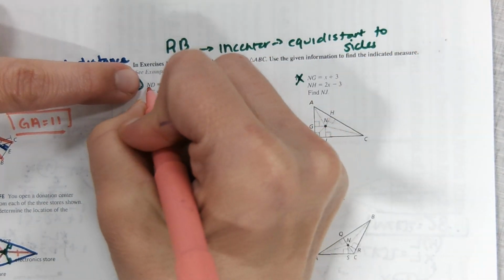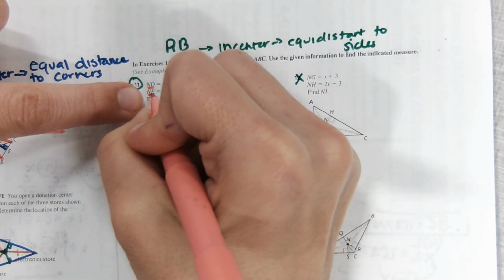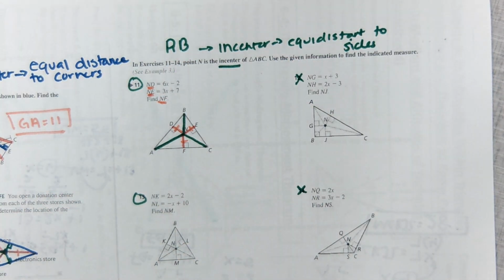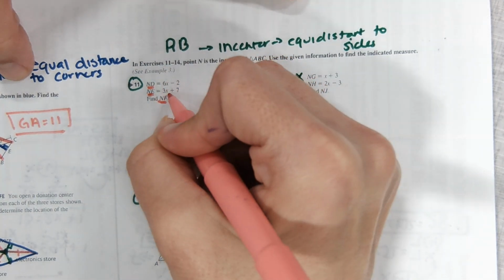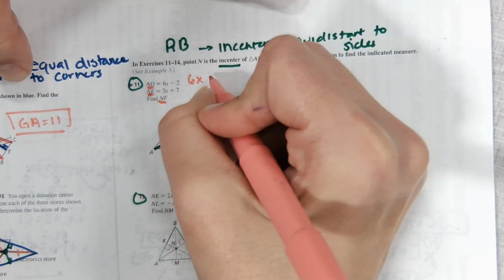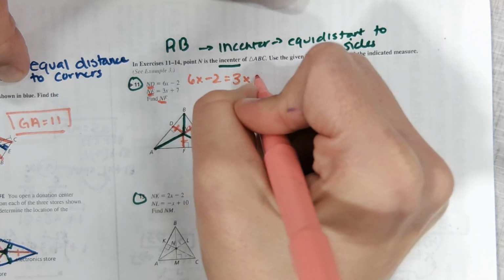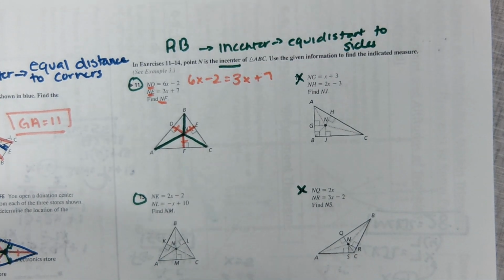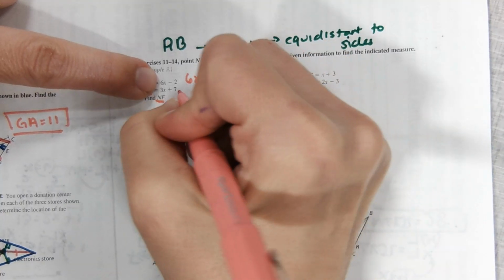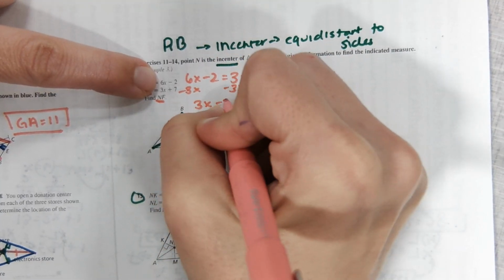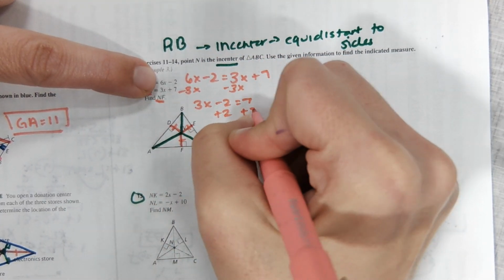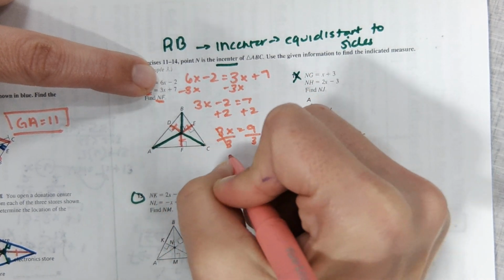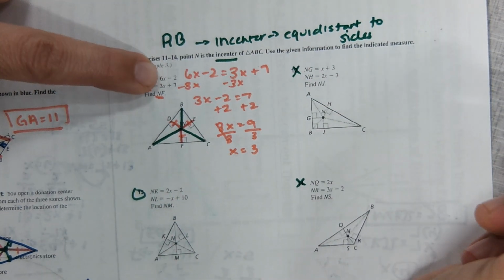It's saying ND, which is one of the pink lines, is this, NE is this, and it wants to know the length of NF. Well, all 3 of these pink lines are the same length, so I'm going to set these equal to find x. 6x minus 2 equals 3x plus 7. And then once I find x, I can just plug it back in. So subtract 3x from both sides. Yeah, x equals 3.